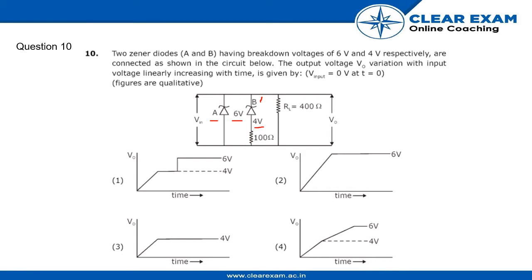These are connected. The output voltage V0 variation with input voltage linearly increasing with time is given by, V input is 0 at time t equals 0. So we have to find the output voltage V0 variation with input voltage linearly increasing with time. So let's move on to the solution.